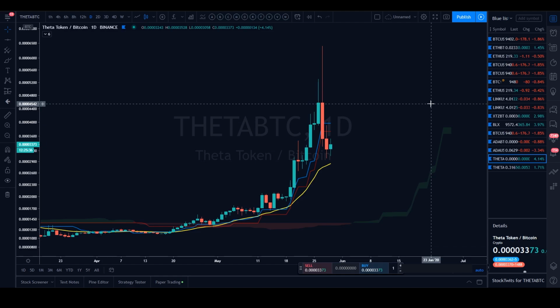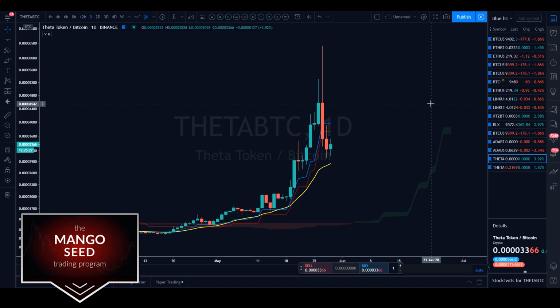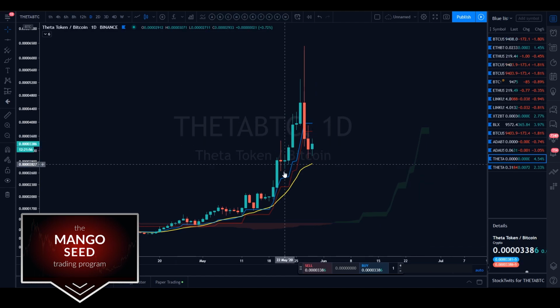But really, to play any sort of volatile chart, it may not necessarily be in the crypto space, but even in the traditional space, this is where a good risk management system really kicks in. Now for those of you who are in the Mango Seed program, you have access to the risk management module as well as the risk management system that we have and the sheets to go with it. It is a risk management system like that that will allow you to play an asset as volatile as Theta, while keeping you in profits and also keeping you safe.